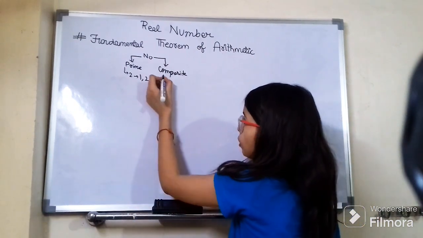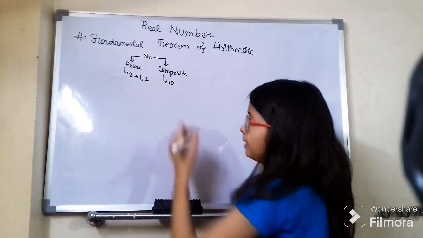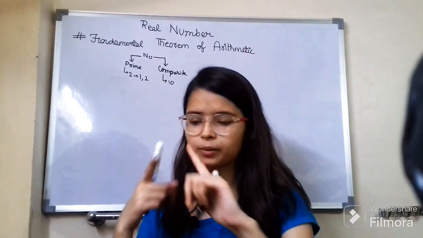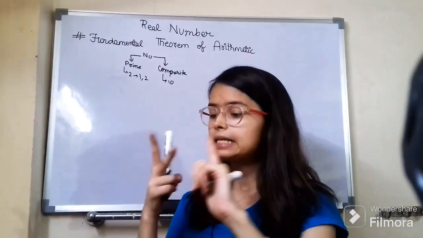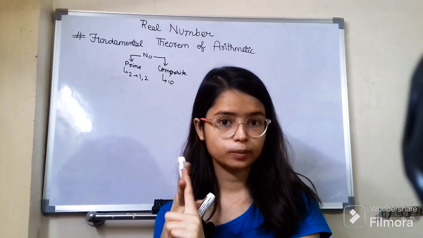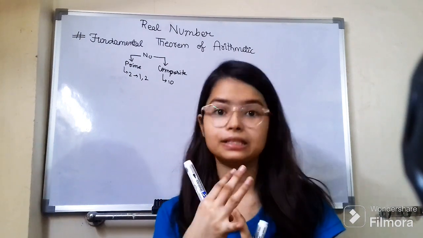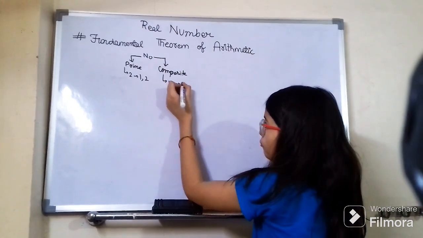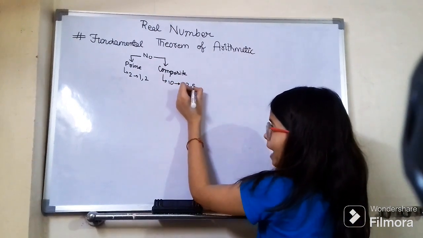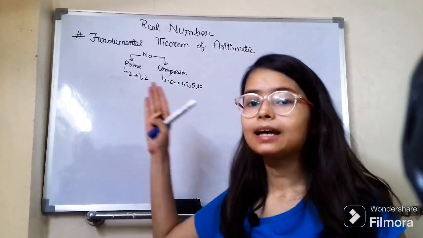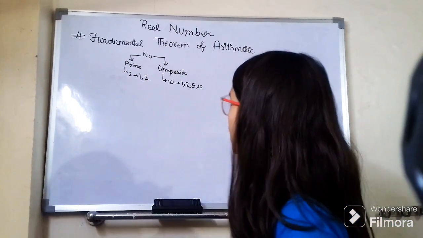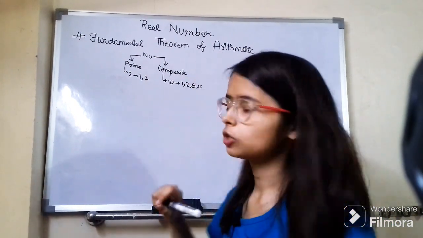On the contrary, if we talk about a composite number, for example 10, 10 has more than two factors. For example, 10 comes in the table of 1, secondly in the table of 2 at 5 times, then in the table of 5 at 2 times, and the number 10 itself. If we note it down, we have 1, 2, 5 and 10. These are the factors of 10.